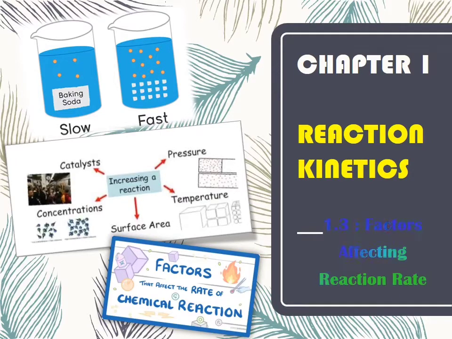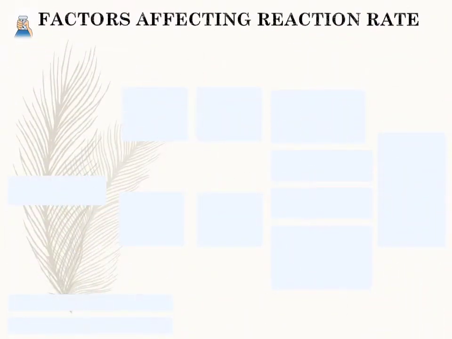See you again in chapter 1, reaction kinetics. But now we are going to focus on the last subtopic of chapter 1, which is 1.3, factors that affect rate of reaction. So guys, let's start. Okay guys, so these are the factors that affect rate of reaction. We have 5 factors here.